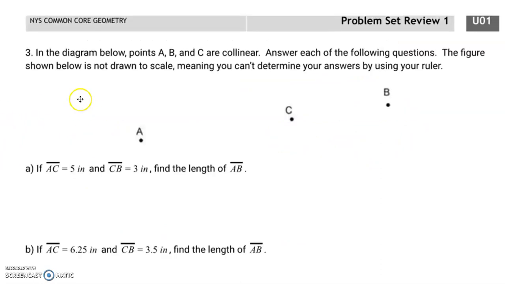Alright, moving on to the next page on Lesson 1. Pause the video, see if you can try to answer these questions, and then come back to check your answers.